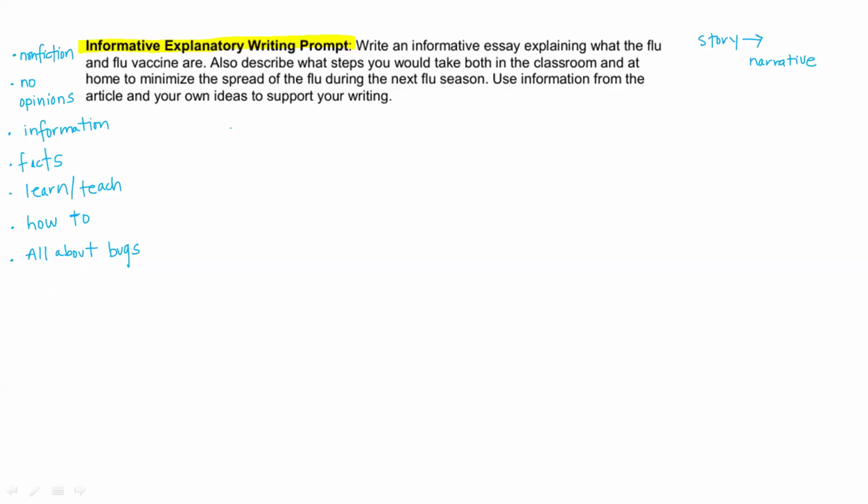Let's take a look at specifically our assignment today. Write an informative essay explaining, so let's highlight some of these words. So we have to explain what the flu and flu vaccine are. Also describe what steps you would take both in the classroom and at home to minimize the spread of the flu during the next flu season. Use information from the article and your own ideas to support your writing. Okay, let's make some notes. Take some notes here. So this is our assignment today.